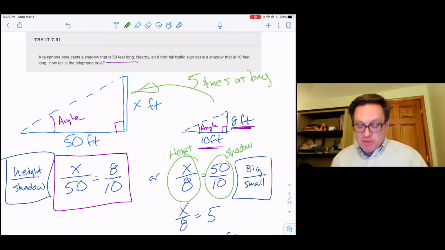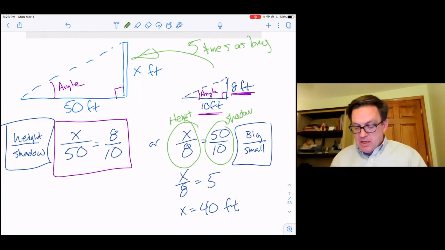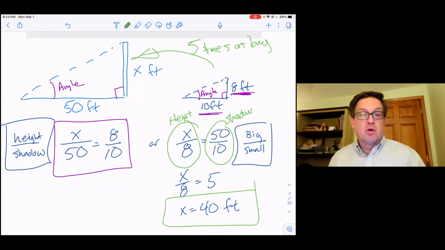Algebraically, you can set that up as a fraction like this. Here, 50 over 10, that's our 5 times as big, multiplied by 8, and again, you get x equals 40 feet for the height of the telephone pole. Great. But you can set those proportions up either way, whichever one makes your algebra easier.